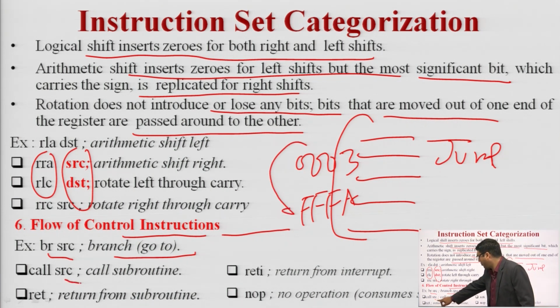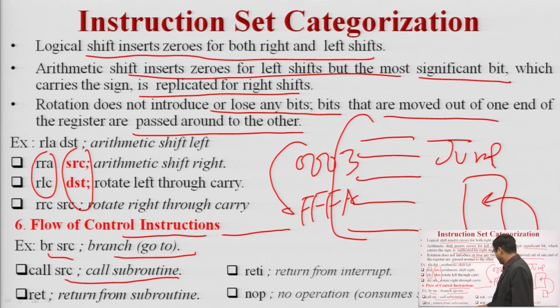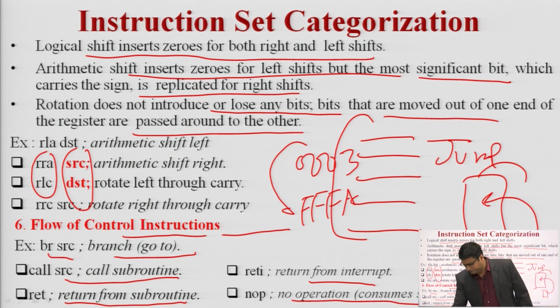Here we have subroutines. Subroutines are basically small programs which are called in a main program whenever needed. They are called by using CALL SRC. To return from the subroutine we use RET, then return from interrupt, and NOP, no operation, which consumes a single cycle.